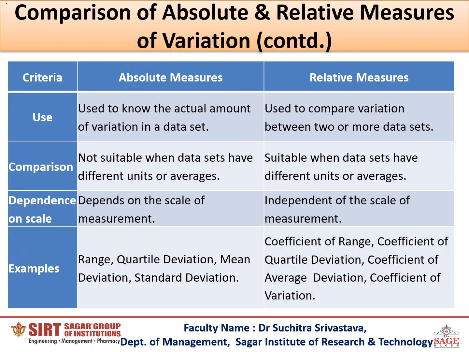Now coming to the third point, dependence on scale. Now, absolute measures depend on the scale of measurement. On the other hand, the relative measures are independent of the scale of measurement. Now, the common examples of absolute measures are range, quartile deviation, mean deviation, standard deviation, and so on. On the other hand, relative measures are coefficient of range, coefficient of quartile deviation, coefficient of average deviation, coefficient of variation, etc.